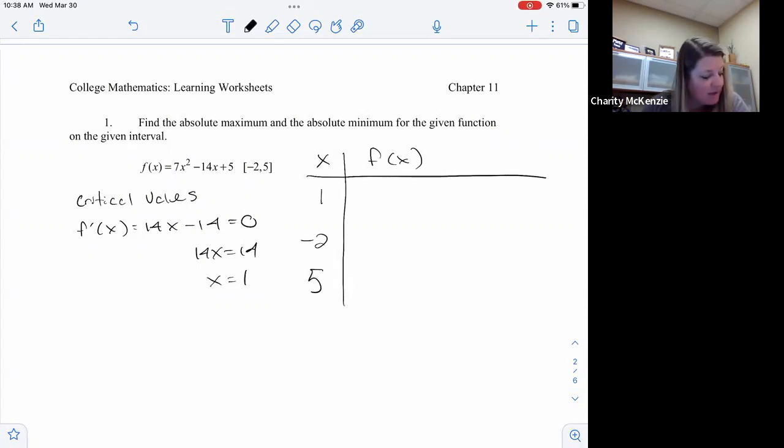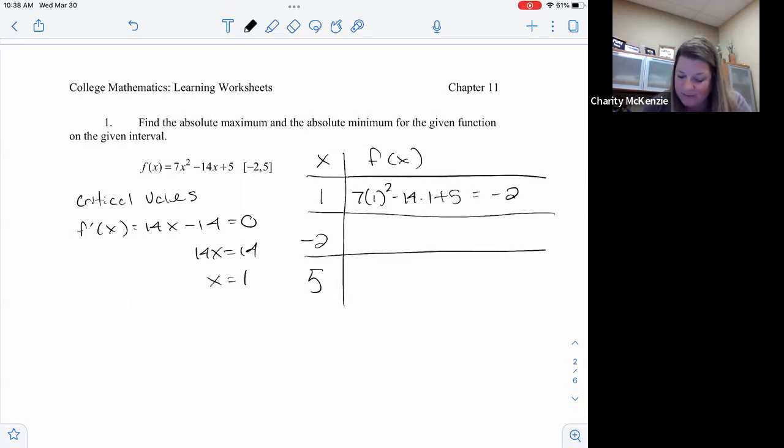And what I do is I plug these into the original function. That's why it says f of x. And I see what is the value. Okay. Is that value the highest point, lowest point? So I would have 7 times 1 squared minus 14 times 1 plus 5. So if I put that all in, I get 7, 7 minus 14 is -7, plus 5, I got -2.